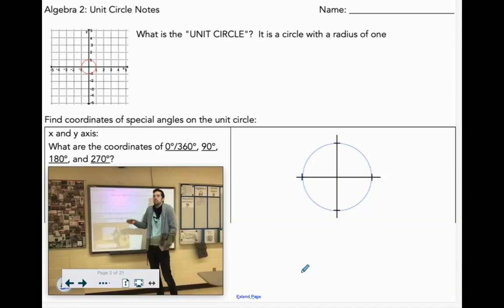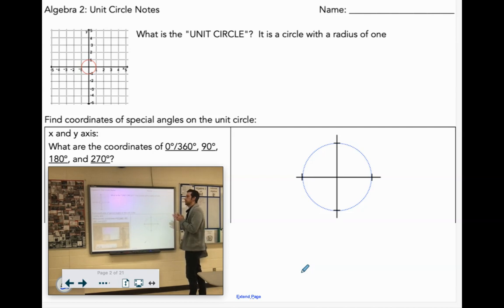We briefly touched on the unit circle last week a little bit. A unit circle is a circle on the coordinate plane with a radius of 1, meaning every point is exactly 1 from the center of the graph. So let's practice warming up with some of our coordinates.